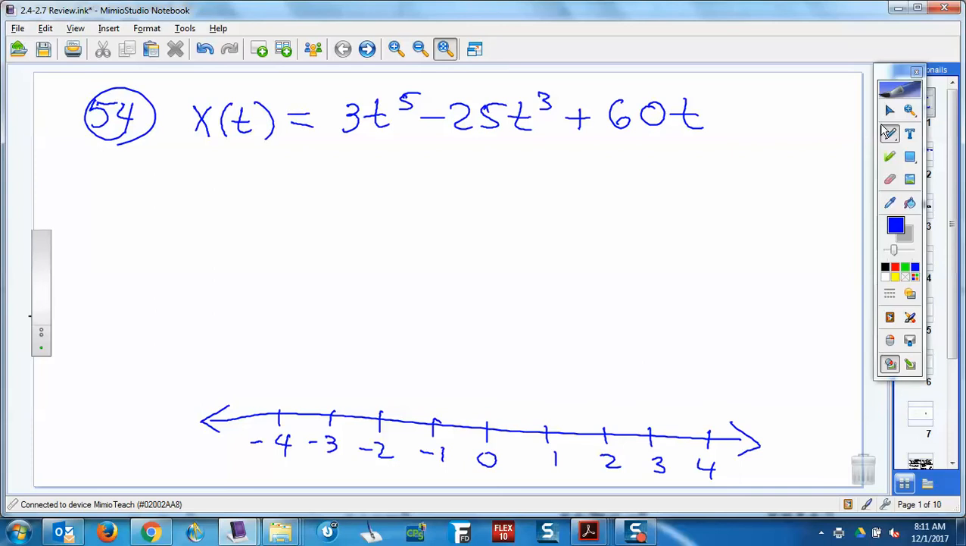Now, to finish out this problem, this is just a really good problem. It says, when is the particle moving to the left? So what are they asking? When would this be moving to the left? When it's what? Negative. When what's negative?